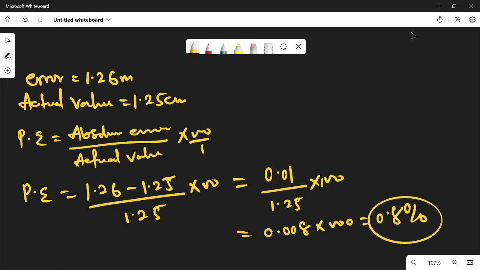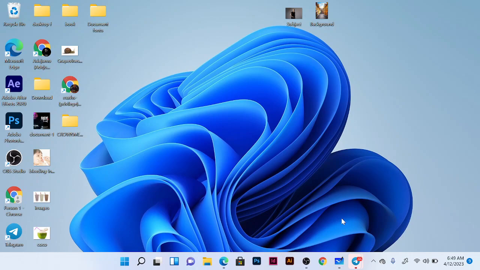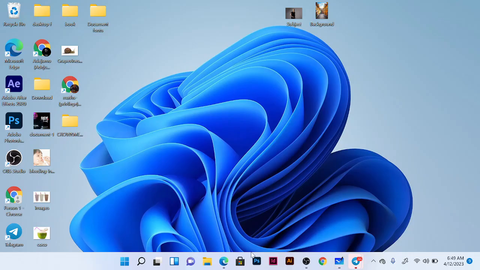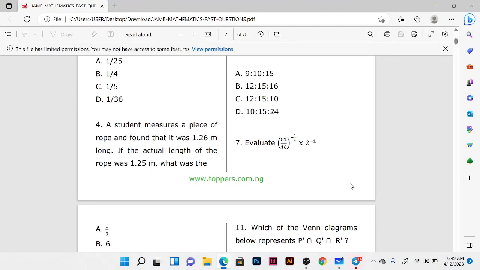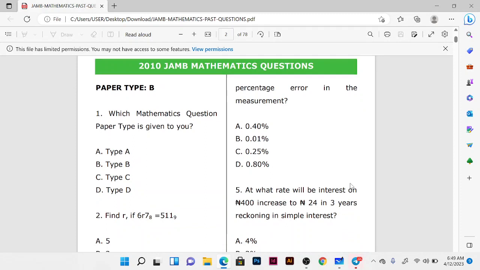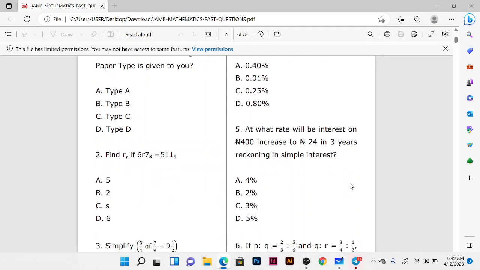Yes. So 0.8% is going to be the value for the percentage error in measurements. Okay, so let's check if that is part of the options. So that is option D. Is that it now?